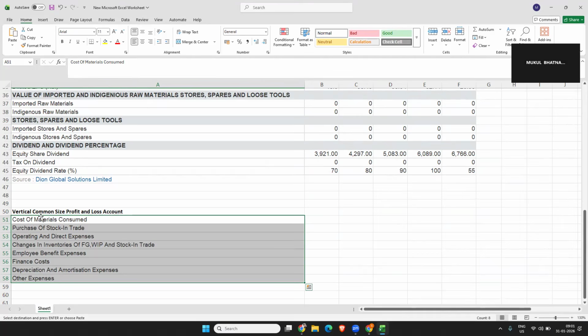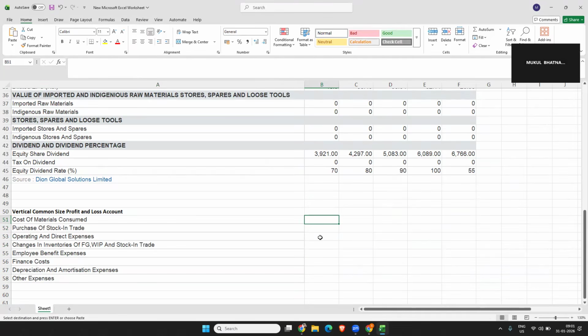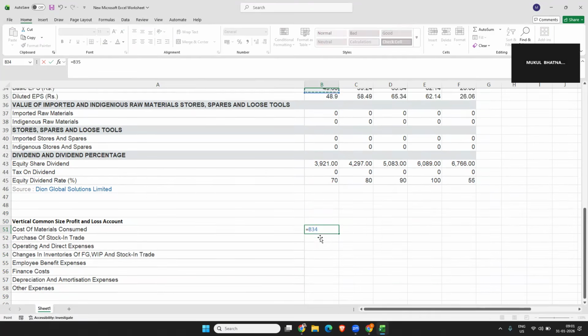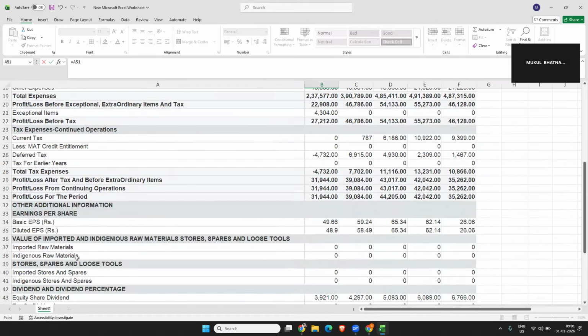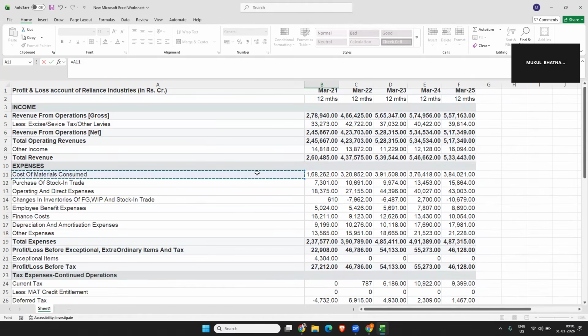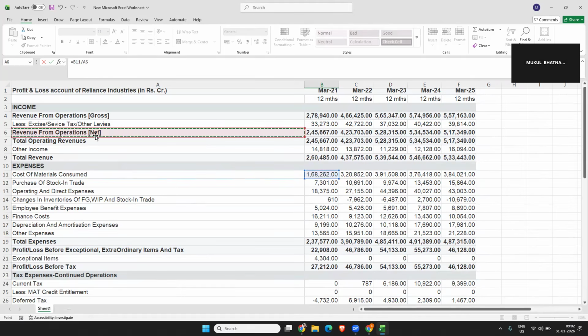All these expenses need to be converted into percentage of sales. So what I will do, how I will convert it into percentage of sales, I will write equal to. Then the first expense is cost of material consumed. So equal to cost of material consumed. This is the expense. I will divide it with sales. So I will take revenue from operations net. You can see here it is written revenue from operations net. I will divide it by this figure and I will press enter.